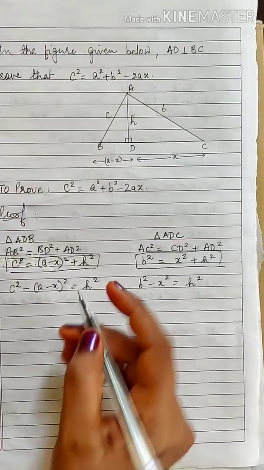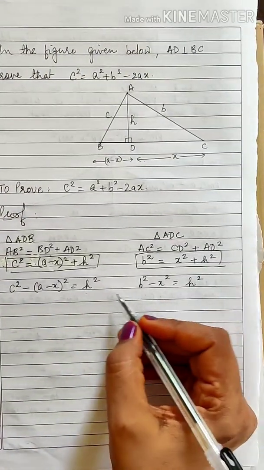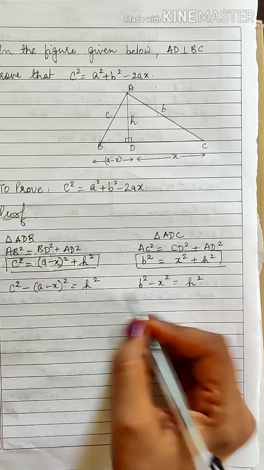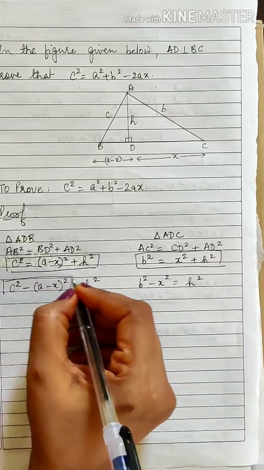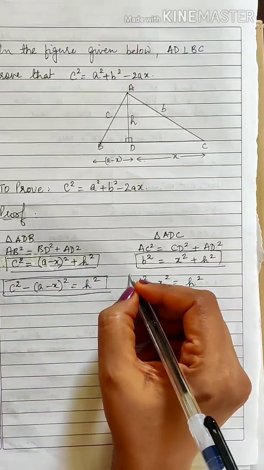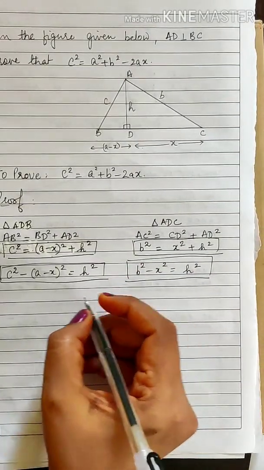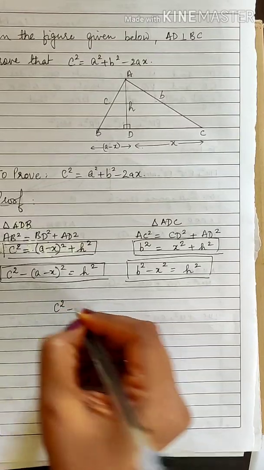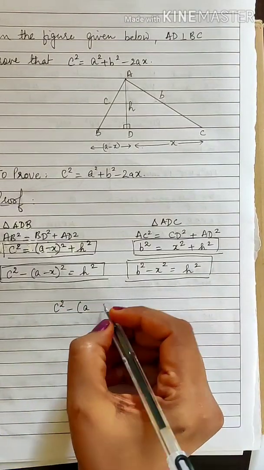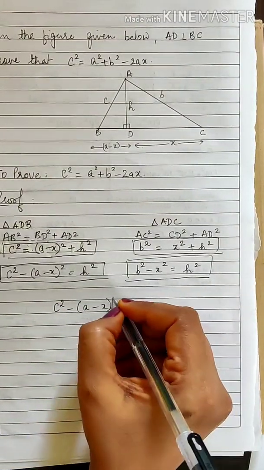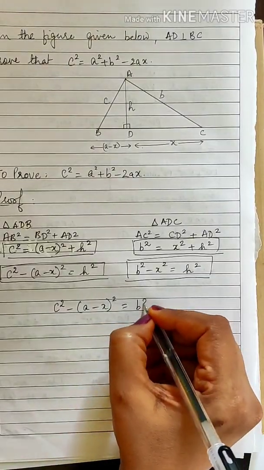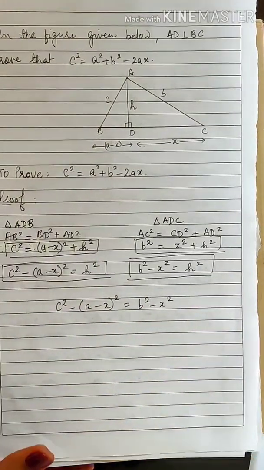Now when you compare, both the equations are equal to H square. If A is equal to B and B is equal to C, then A is equal to C. So comparing both equations, we arrive at C square minus A minus X the whole square is equal to B square minus X square.